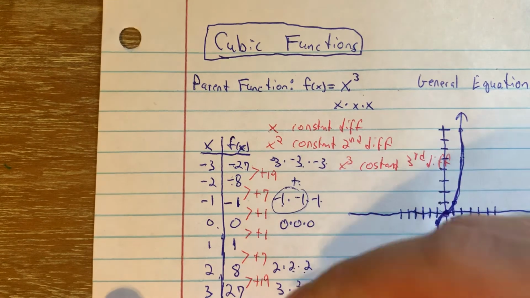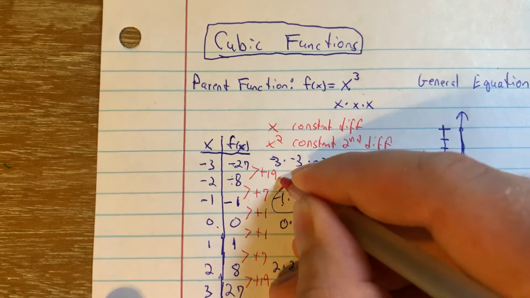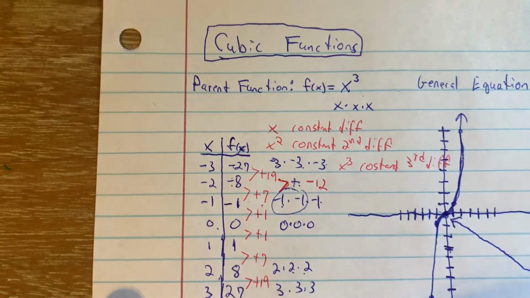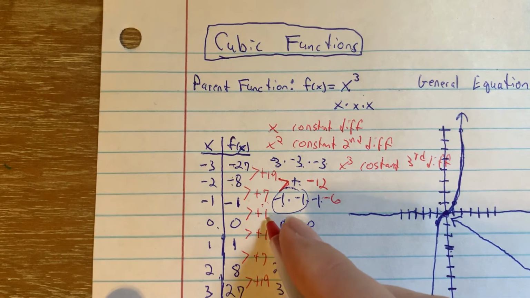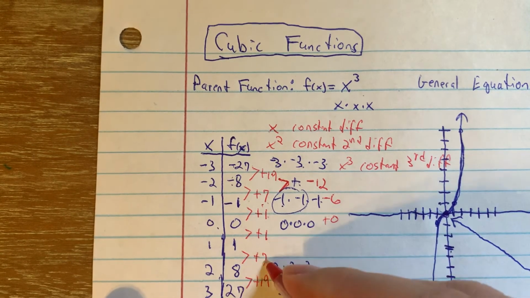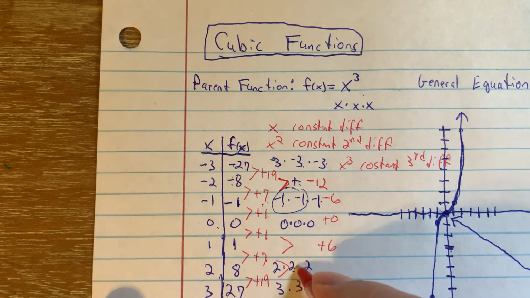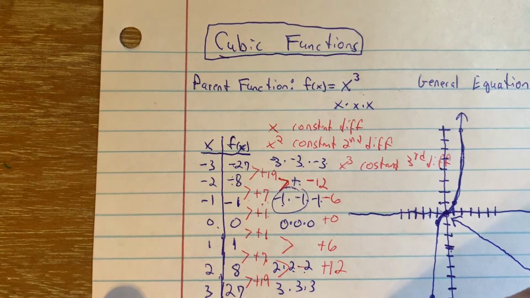Now, this is not a constant difference, but let's look at the difference of the difference. Going from 19 to 7, we go down by 12. Going from 7 to 1, we go down by 6. Going from 1 to 1, we go nowhere. We add 0. Going from 1 to 7, we add 6. Going from 7 to 19, we add 12. And this is still not a constant second difference.